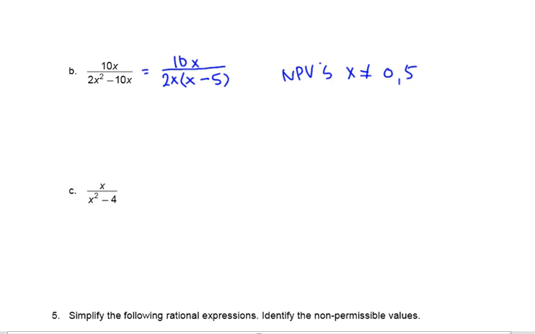Okay, how can we factor this guy? What is he? X² - 4. Difference of squares. So what does he become? (x + 2)(x - 2). So my NPVs are that x can't be equal to plus or minus 2.